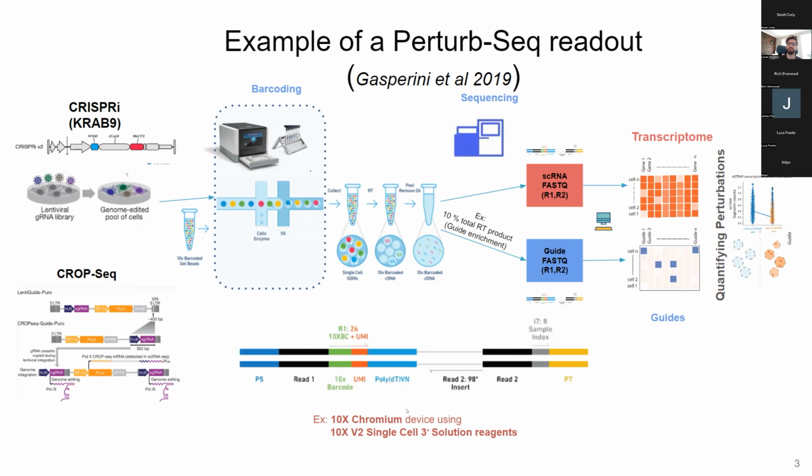This experiment uses 10x Chromium reagents, and there is a specific way the reads are assembled for you to detect your guides and your transcripts. That's very interesting because there isn't a lot of Perturb-Seq around. People want to start doing this experiment, and they do the protocol and then try to analyze this.